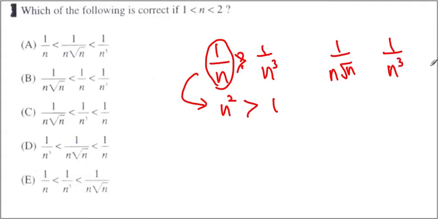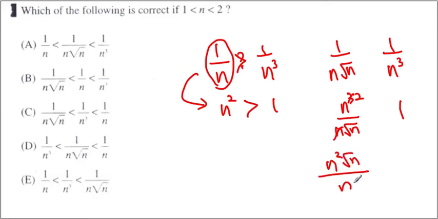Once again, the biggest exponent is 3, so what if we multiply by n to the third power in both cases? Then this one becomes simply 1, and this one becomes n cubed over n radical n. So n cancels out, becomes n squared over radical n. If you rationalize the denominator by multiplying by n on top and bottom, we get n squared radical n over n. So n cancels out, and we end up getting n radical n. Now, once you plug in a number between 1 and 2 in this location, this will always be greater than 1.